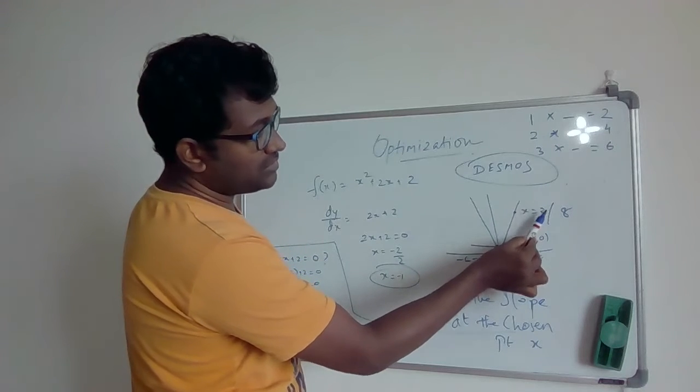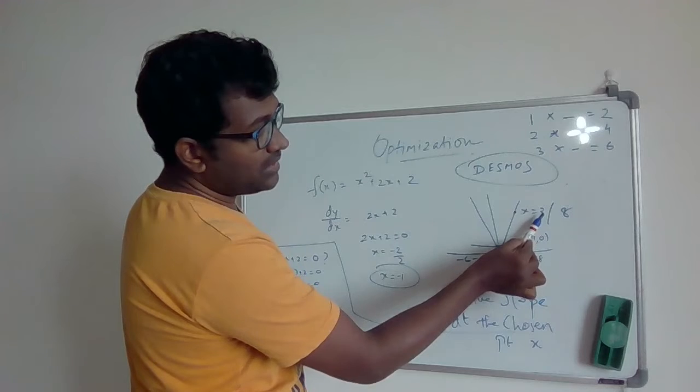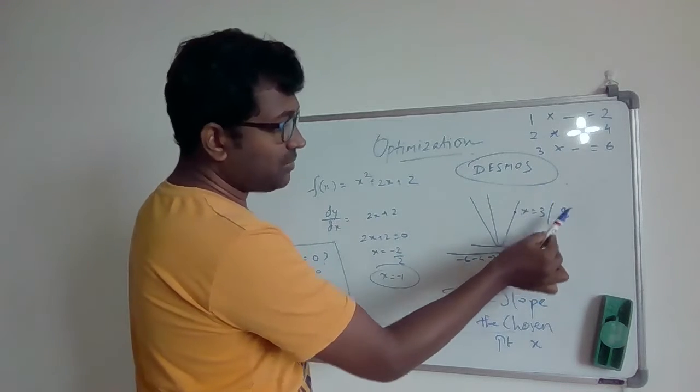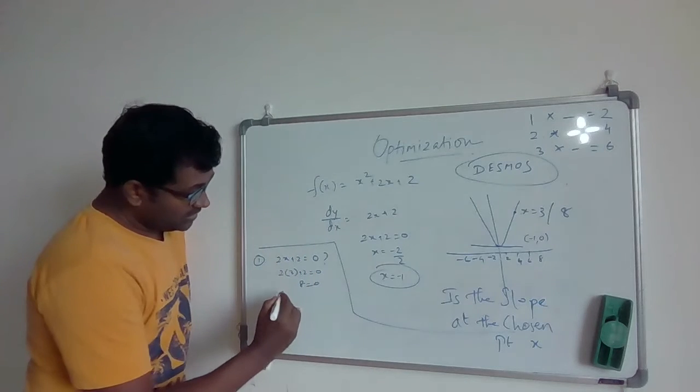If you choose probably x is equal to 4, you might end up going upwards. So you can even try that and see what happens. Let's say x is equal to 4. Let's put x is equal to 4.